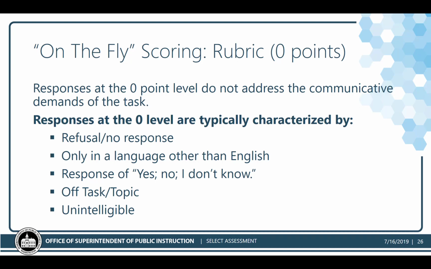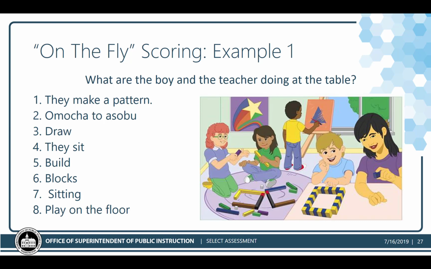Let's try scoring some sample responses. The prompt for this question is, what are the boy and the teacher doing at the table? Look at the 8 responses provided for this prompt and determine how many points you would score each response. Remember, a 2-point response may have grammatical errors but answers the prompt correctly and is clearly connected to the stimulus, while a 1-point response may only partially address the prompt, is related to the stimulus, and may have significant errors that impact meaning. Please pause the recording while you score these.